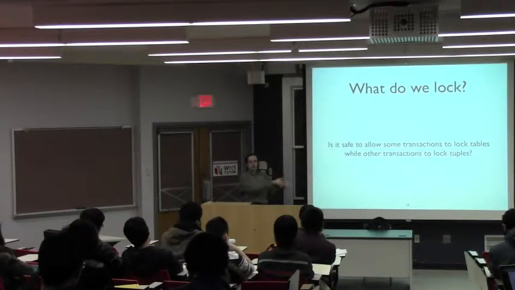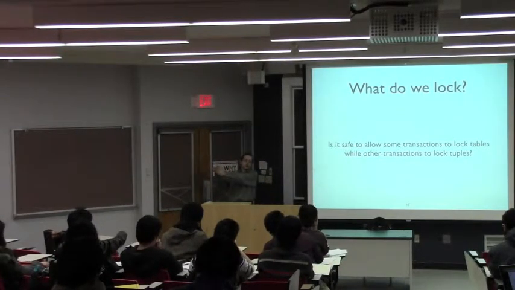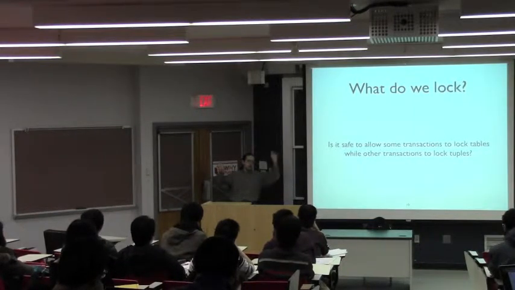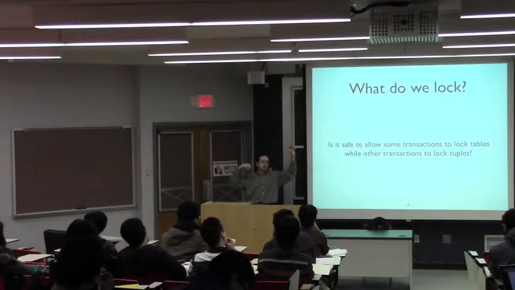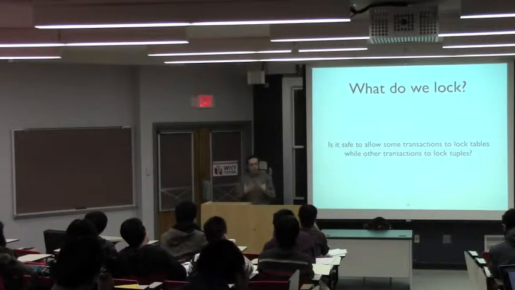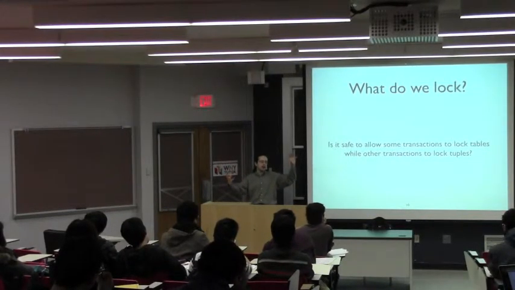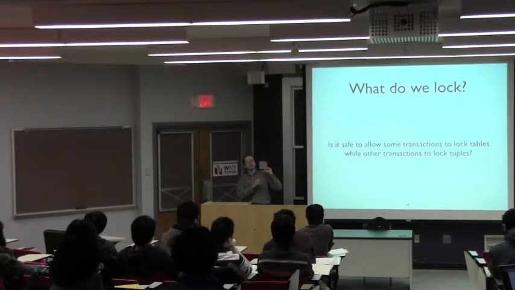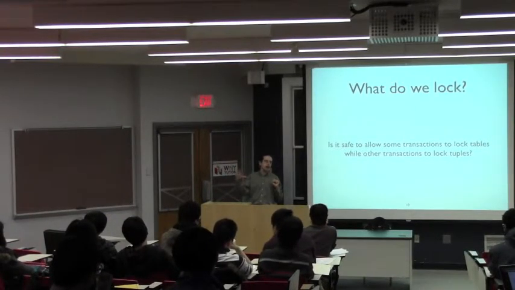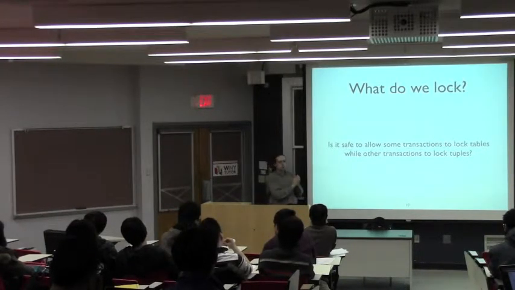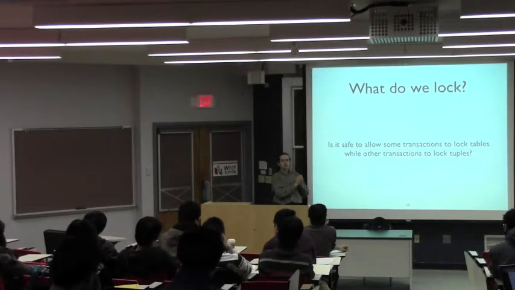So we have one transaction that holds a lock on an individual tuple. We have another transaction that holds a lock on the entire table. These are ostensibly two completely separate locks. Unless we do something to explicitly connect these two locks together, just locking an individual tuple is not enough. If the transaction that's modifying an individual tuple has a lock on that individual tuple, we don't want any other transaction to be able to come along and lock an entire table. Does that make sense?